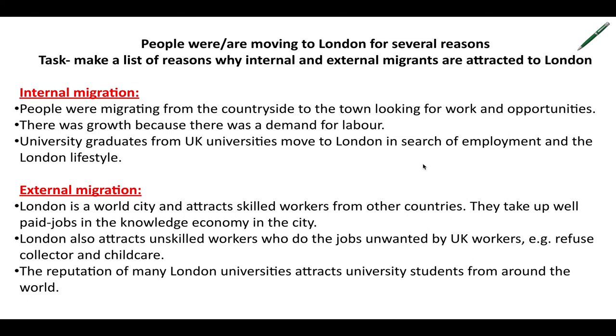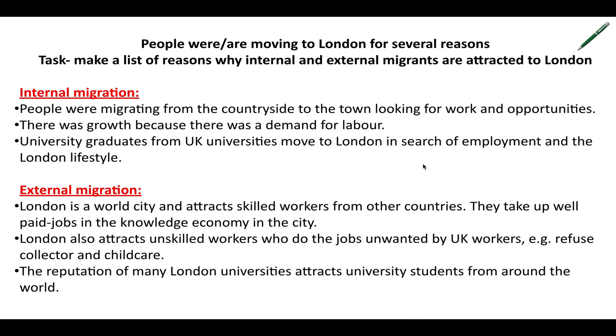Maybe if you come in without having a job yet, you need to go and live somewhere that has lower rents. Or perhaps if you're moving for something like education, as a university graduate, you might move to London in search of employment after university, or you might move to London and live in a cheap area because you are a student, you don't have a high income, and you are studying in one of our London universities.